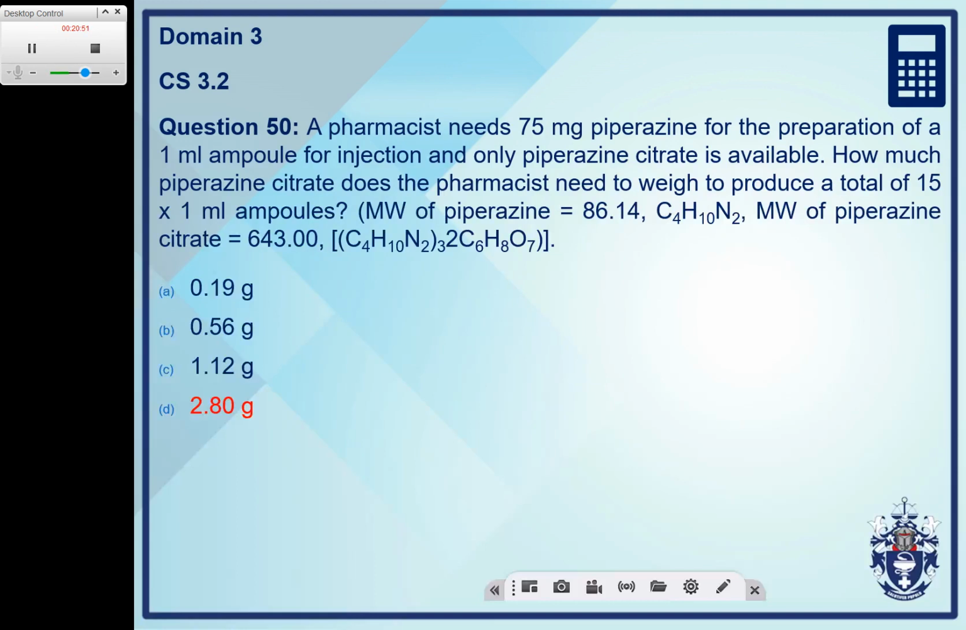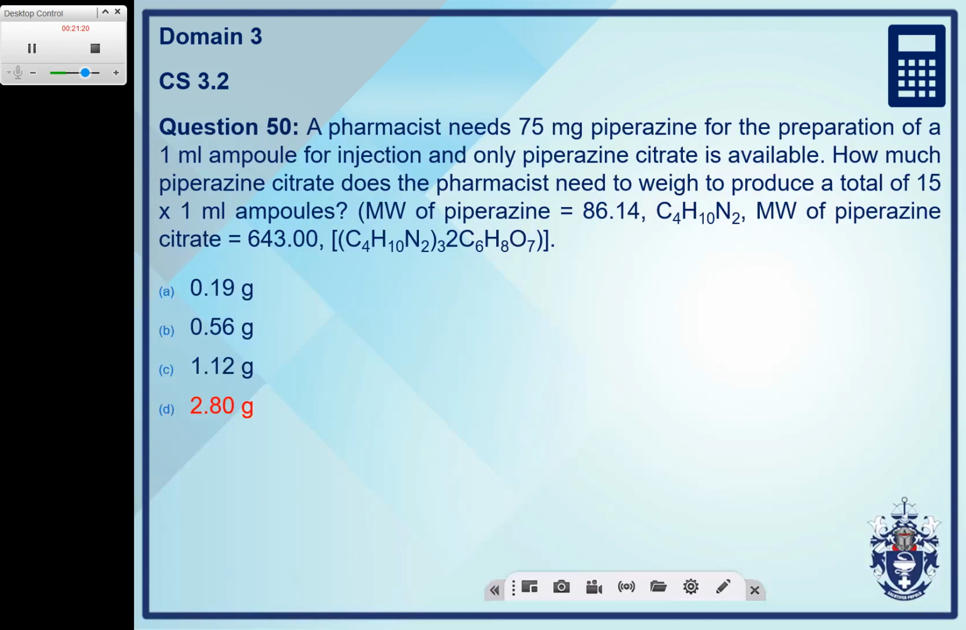The molecular formula is also given. Then the molecular weight of the citrate salt is also given, and you will see that's higher. That's 643 grams per mole. And then the molecular formula of the citrate salt is also given. I would like you to note that this question is on molecular weights. So we're going to use the molecular weights in this calculation.